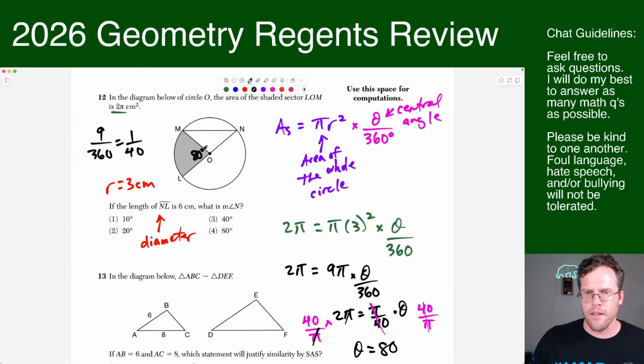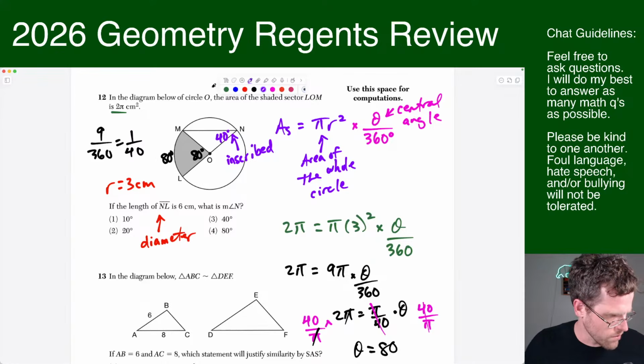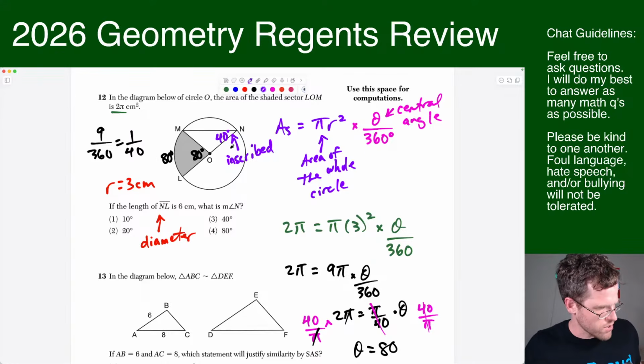And then if this is 80, then this one over here is 80. Remember, central angles are equal to the arcs they intercept. But this one here is inscribed. So the measure of angle N is half of this. It's going to be 40. Okay, so you're going to get choice 3.